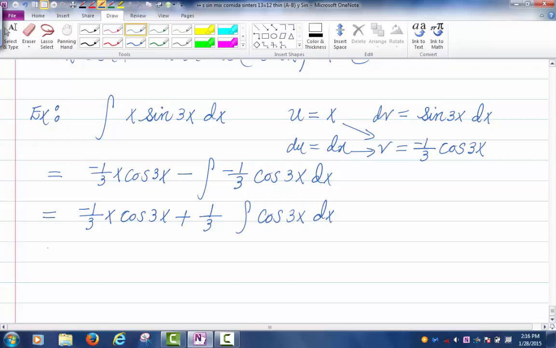And the last line would be what? Plus 1/3 times what? 1/3 sine 3x, that's the integral of cosine 3x. And so you have to write it as 1/9. Is that making sense?